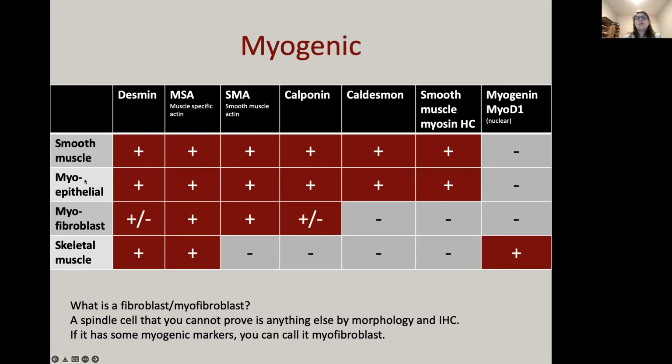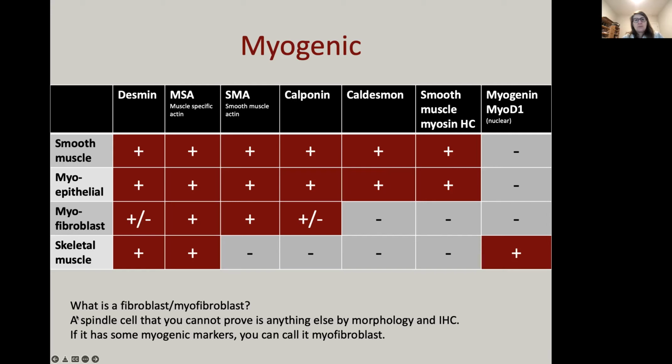What myoepithelial will do that's different than the rest, of course, is it will have epithelial markers, right? So it will have a keratin or an EMA, an epithelial membrane antigen. What skeletal muscle does differently than the rest is that it will have nuclear markers of skeletal muscle differentiation, which are myogenin, which we have, or MyoD1, which we do not have, just different antibodies.